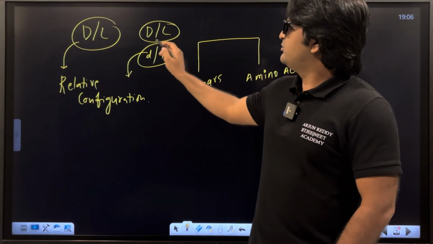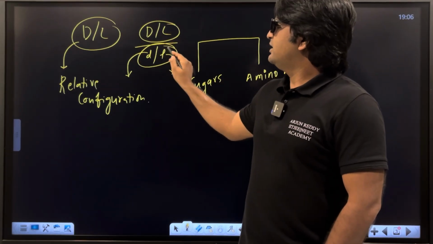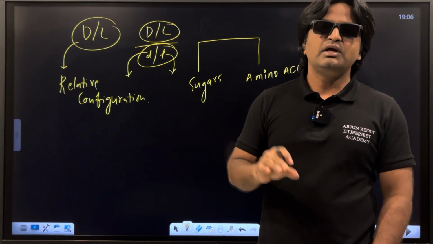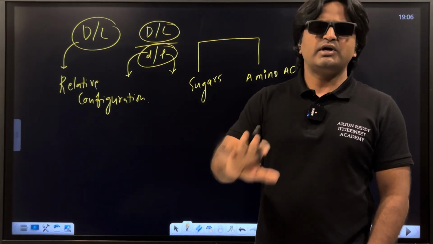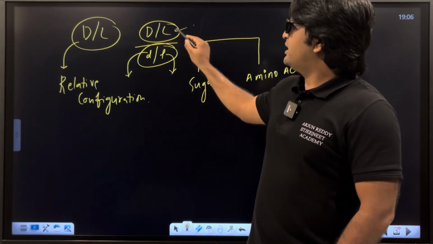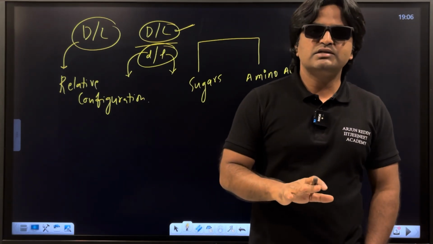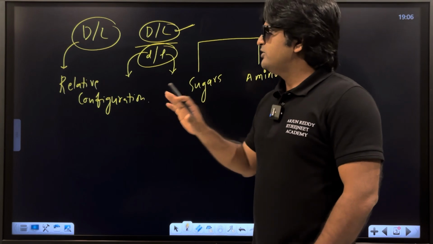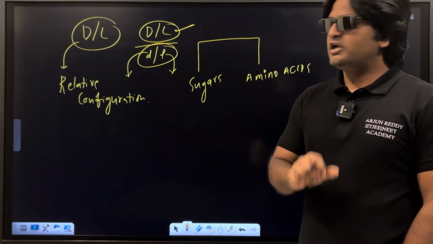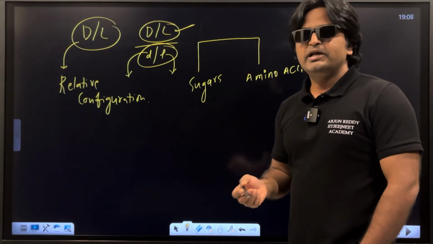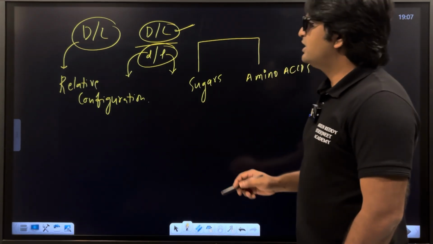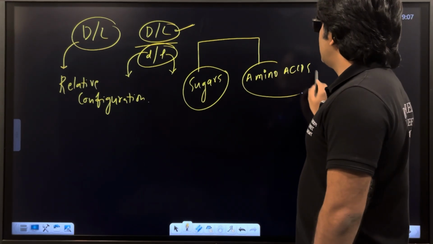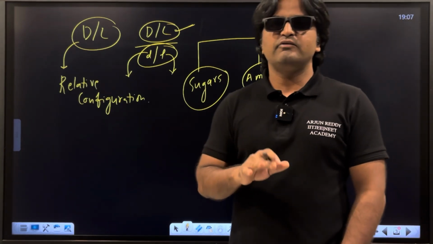There is no relation between capital D and small d, or capital L and small l. These are completely different. Capital D and capital L are relative configurations, while small d and small l are related to optical rotation. Here we are talking about capital D and capital L configurations, which we apply in sugars and amino acids, particularly on Fisher projections.